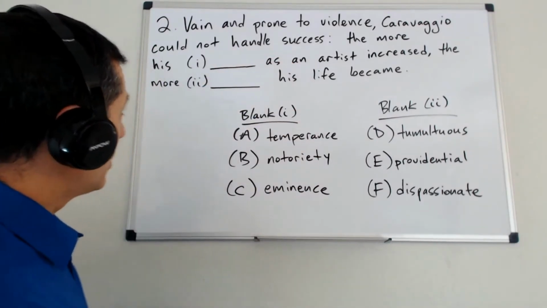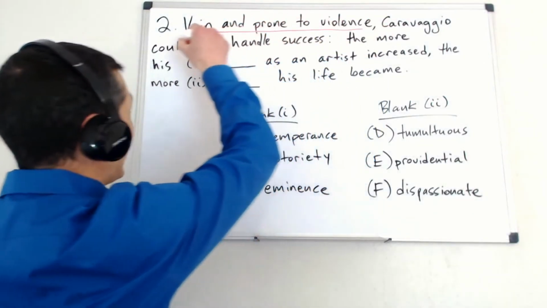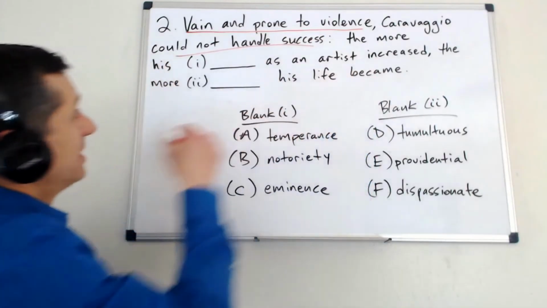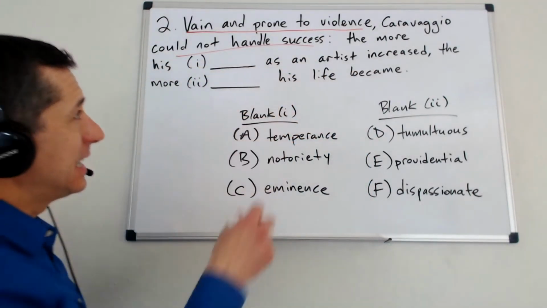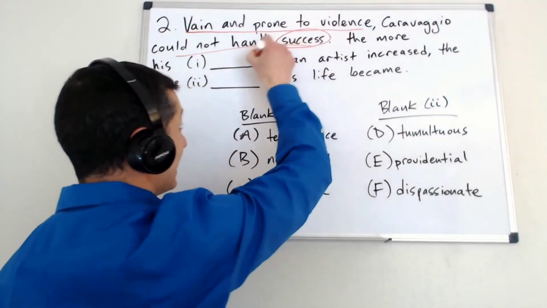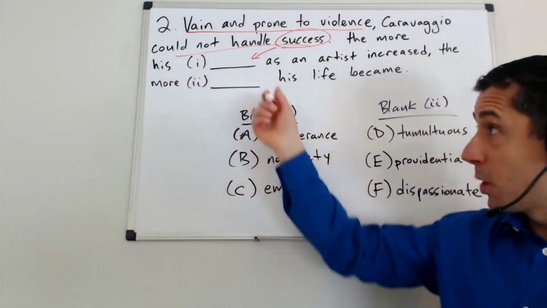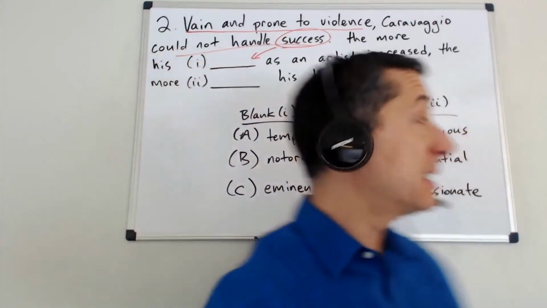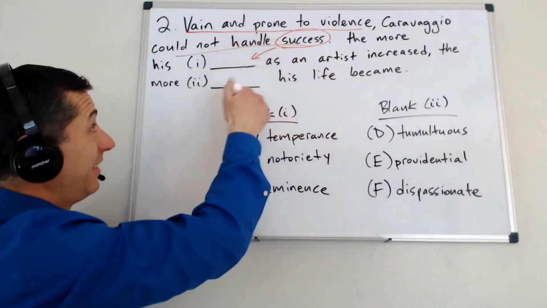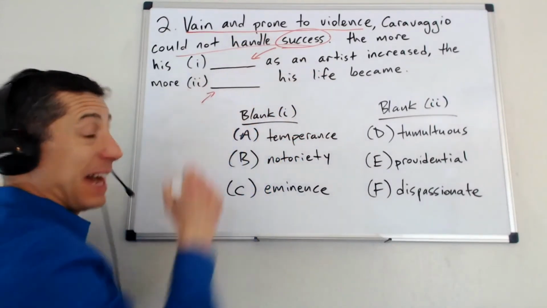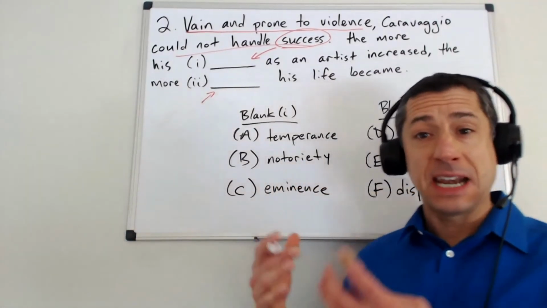So what do we know about Caravaggio? Well, we know that he's vain and prone to violence, and we know that he can't handle success. So the more his blank as an artist increased, my assumption here is that this is going to be something to do with success, maybe not a direct synonym, but the more that he was successful as an artist, what happened to him? Well, he's vain and prone to violence. So the more, I guess you could kind of say vain and violent his life became in some sense, or behavior that relates to vanity and violence.